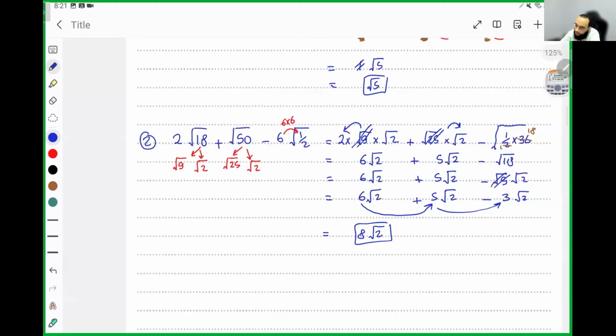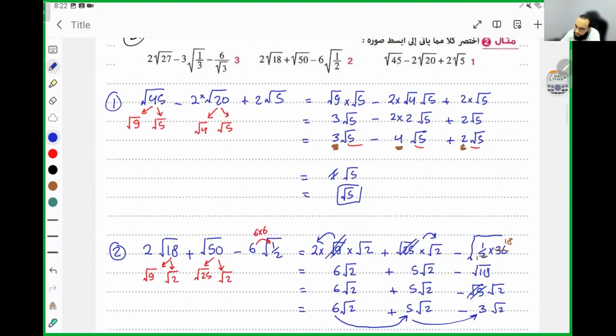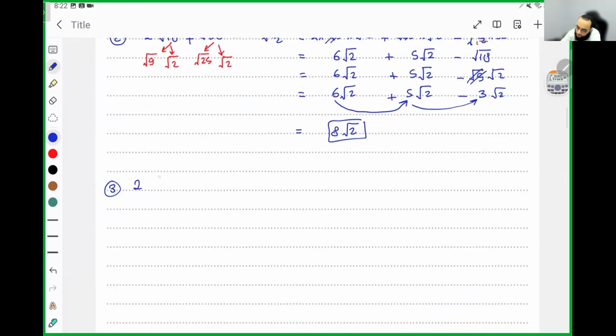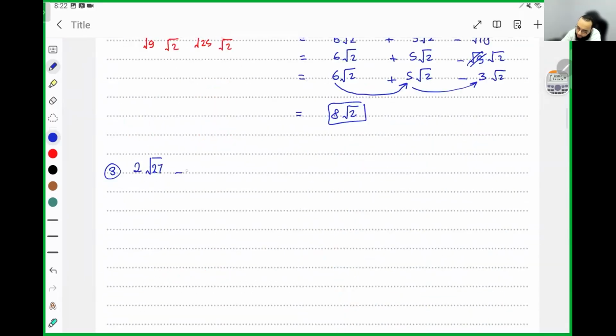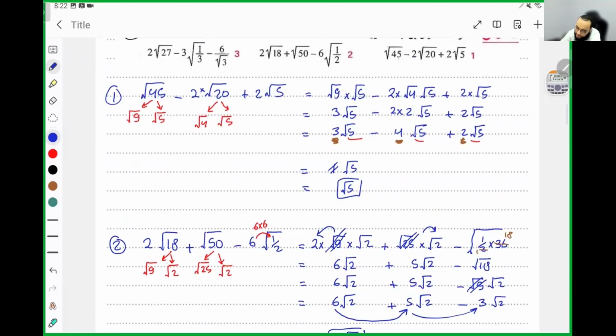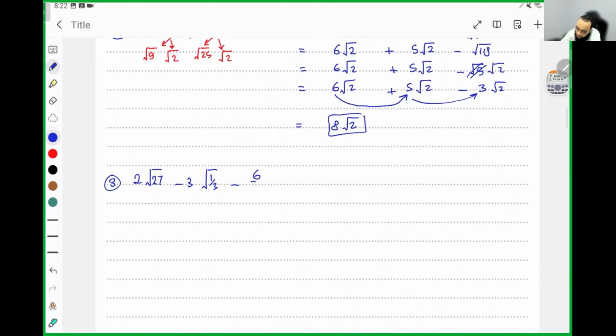Adam. Number 3. 2 root 27 minus 3 root 1 over 3 minus 6 over root 3. You know, this is not cubic root 1 over 3. It's 3 multiplied by square root 1 over 3. You know the difference? This is a cubic root and this is a square root.